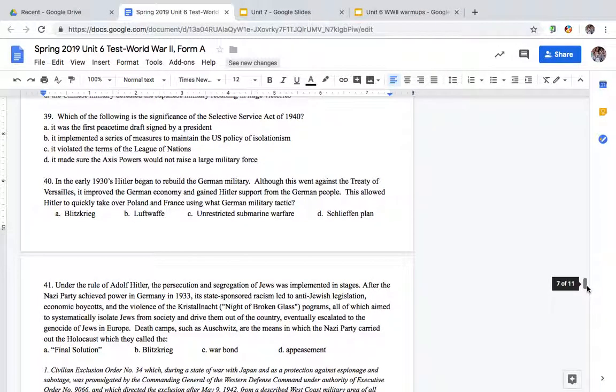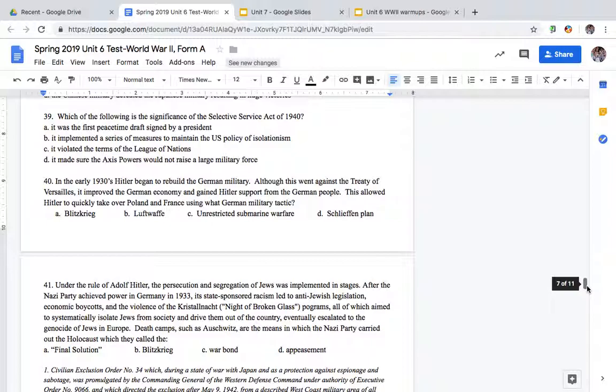Number 39. Which of the following is the significance of the Selective Service Act of 1940? A, it was the first peacetime draft signed by a president. B. It implemented a series of measures to maintain the U.S. policy of isolationism. C. It violated the terms of the League of Nations. D. It made sure that the Axis powers would not raise a large military force.